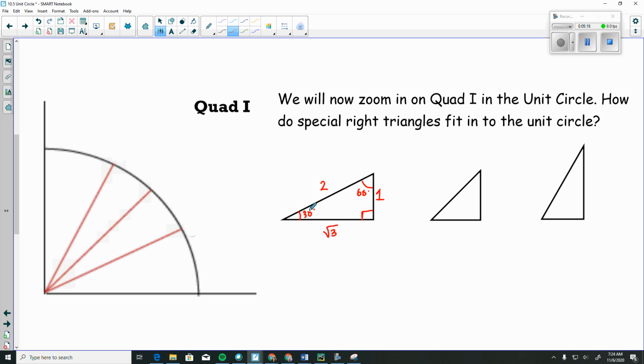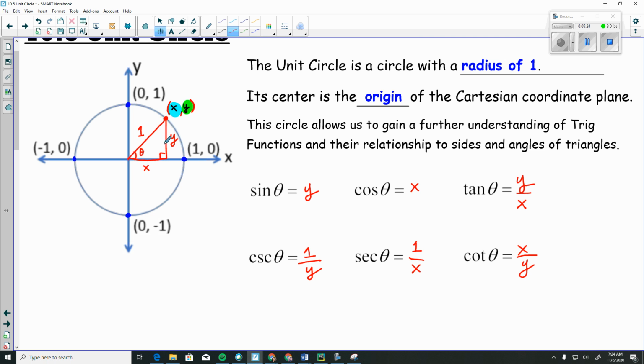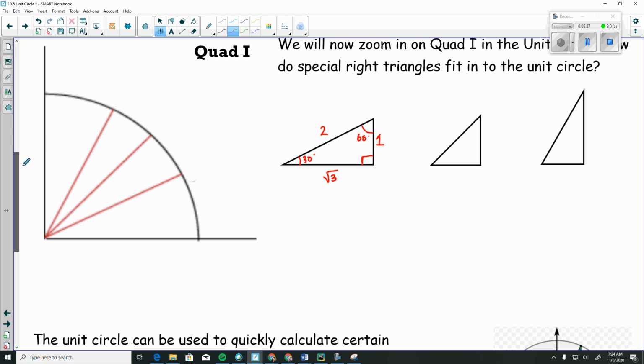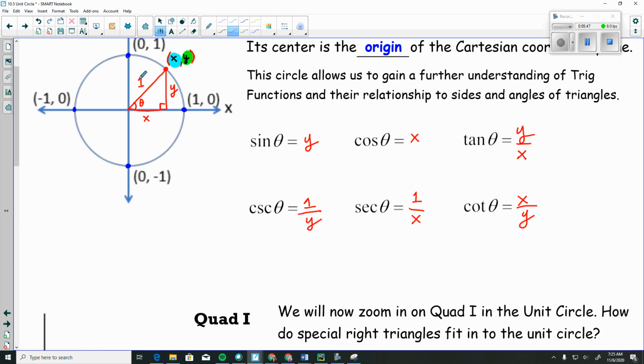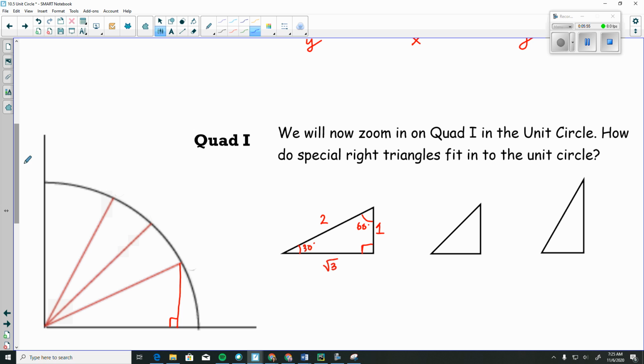If I was to take this special right triangle and put it on the unit circle, it would fall right here, right where this triangle is. The thing is, we can't put this triangle on the unit circle yet, because if you look at the hypotenuse, it should be 1 because the circle has a radius of 1. So I need to change this 2 so that it is scaled down to a 1. How would I do that?